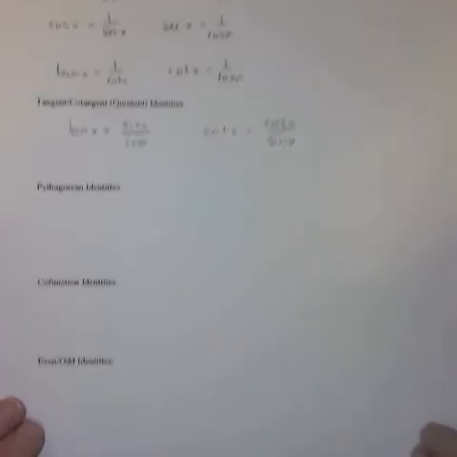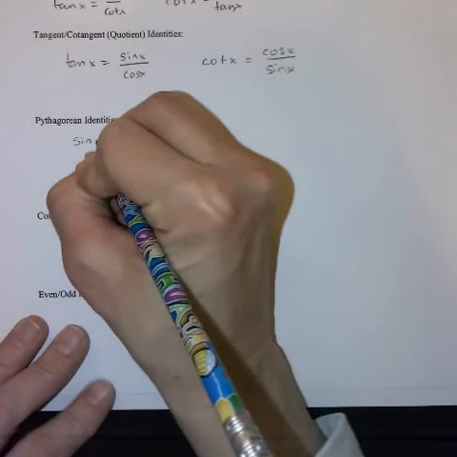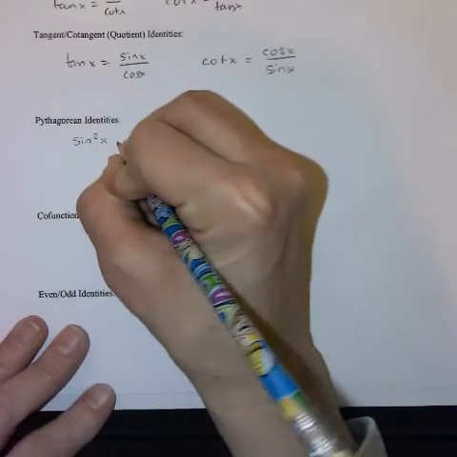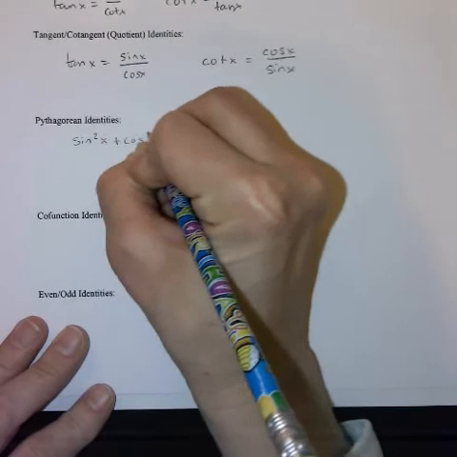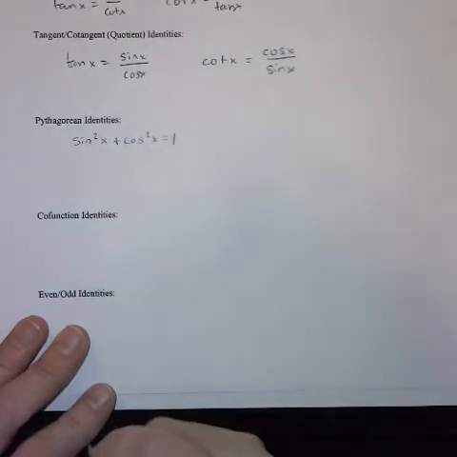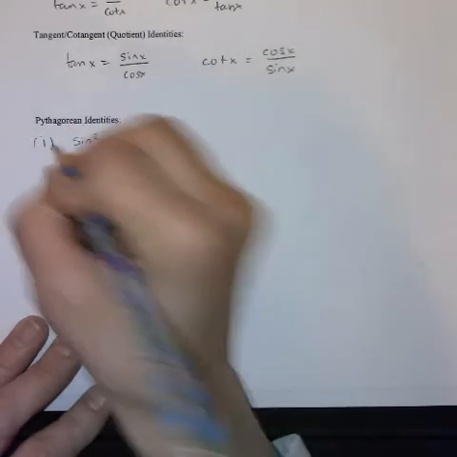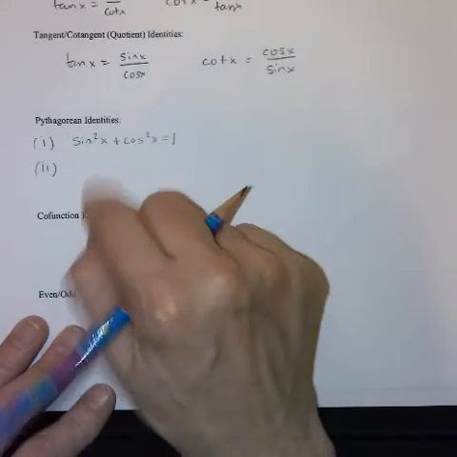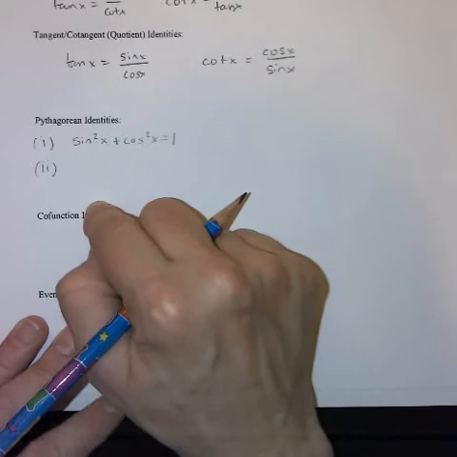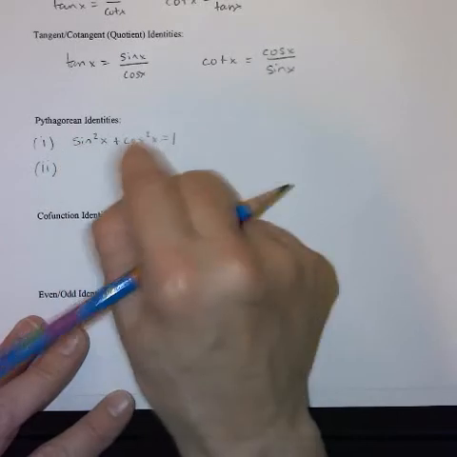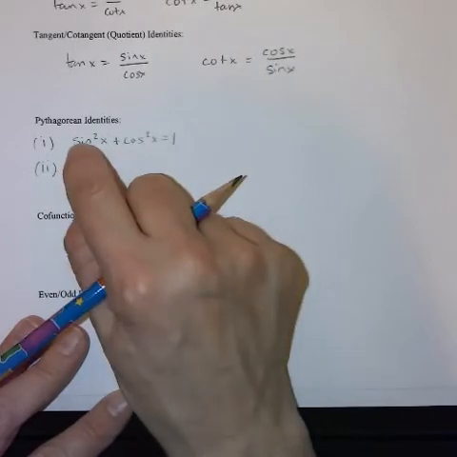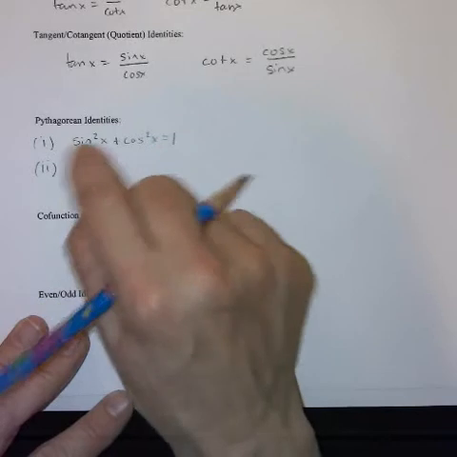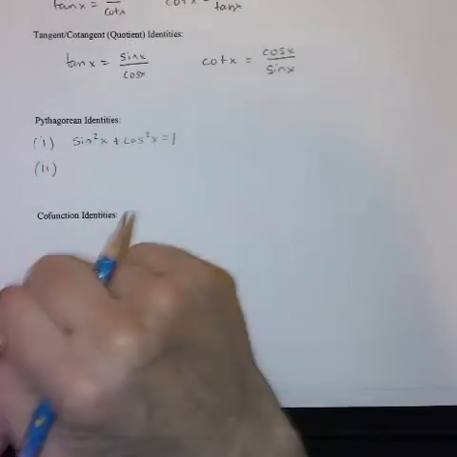The Pythagorean identities, the first one that everybody should remember easily: sine squared x plus cosine squared x equals 1. Right, there's 3 of these. The second and third ones are a little harder to remember, but if you divide by sine squared x and then again by cosine squared x, you'll pick up the other 2 identities.